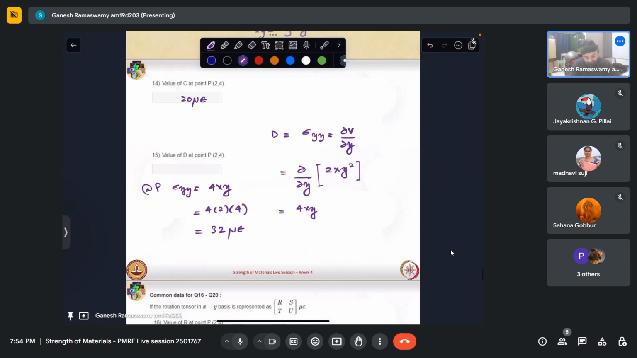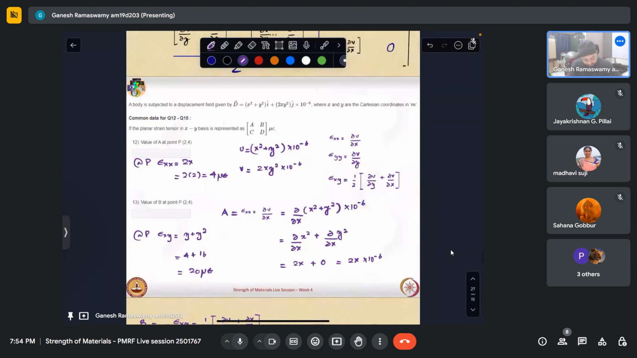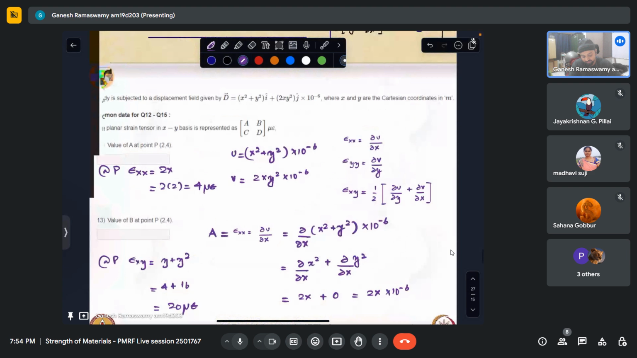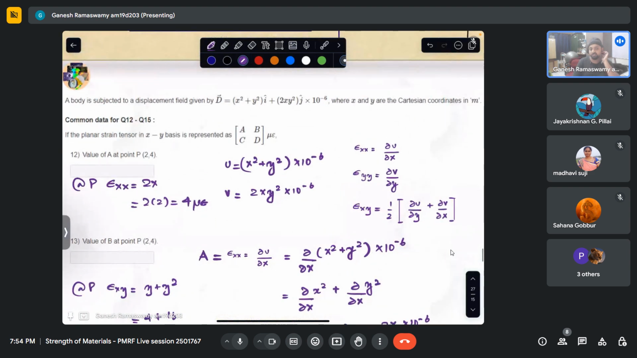So let us reflect on what we have done in this question. We were given a displacement field. We discussed why we deal with displacements. From displacement, we come to strain. Then in the next few weeks, we will see how strains are related to stresses. And then we will relate them to force using the equilibrium equation. This is at a point level.